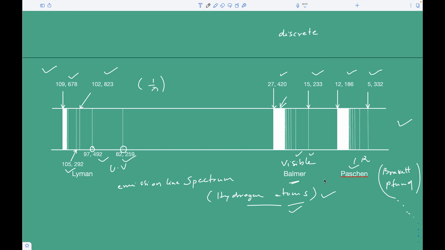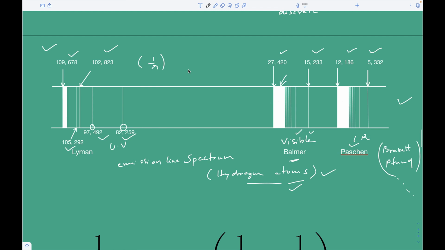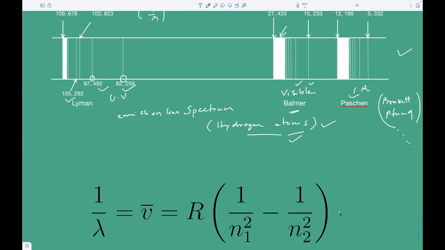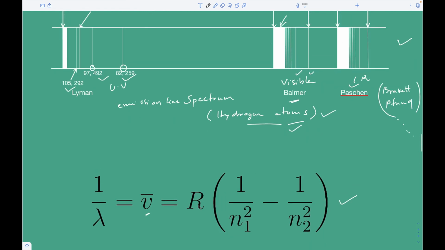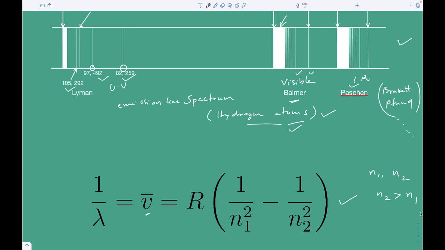And Bohr and Rydberg tried to find a pattern between the wave numbers found in the line spectrum of hydrogen atoms purely by trial and error. And they finally found this formula for the wave numbers present in the hydrogen spectrum. It is given by capital R times 1 by n1 square minus 1 by n2 square, where n1 and n2 are positive whole numbers and n2 is always greater than n1.